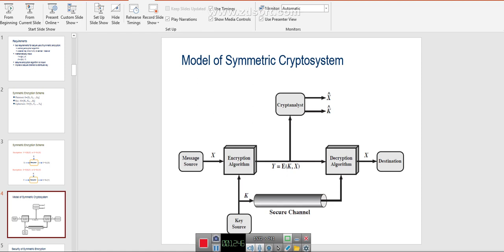We can also have a situation whereby there is an interception by the cryptanalyst. The cryptanalyst is someone who tries to break the code without the use of a key. If that person is successful, the cryptanalyst can obtain the message as well as the key that has been used.